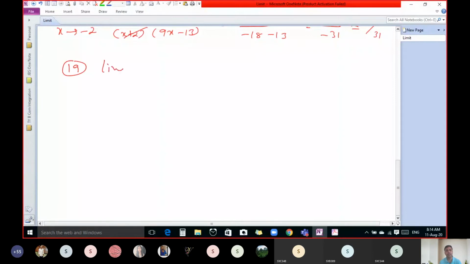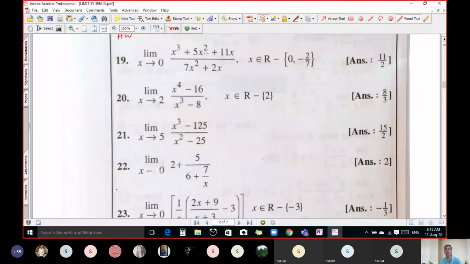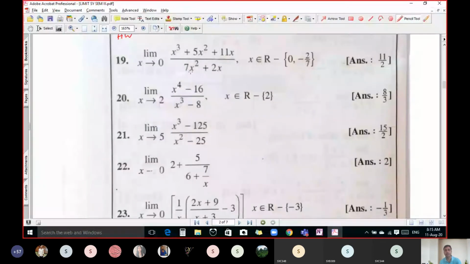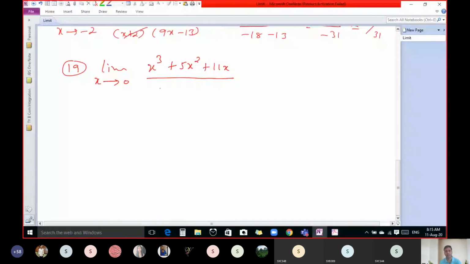Question is limit x tends to 0, x cube plus 5x square plus 11x divided by 7x square plus 2x. Okay, so first of all put 0 here. If you put 0, 0 cube is 0, 5 into 0 is 0, 11 into 0 is 0. Here 7 into 0 is 0, 2 into 0 is 0, so we get 0 by 0.